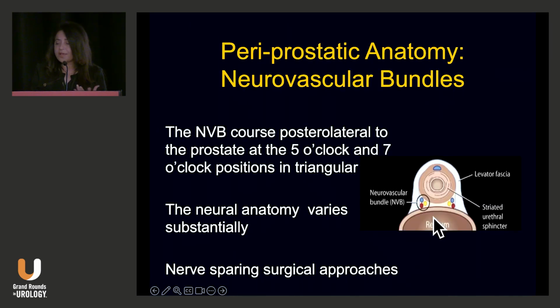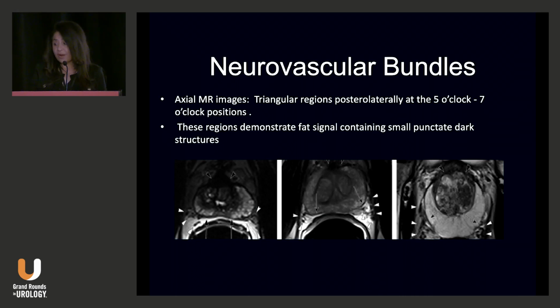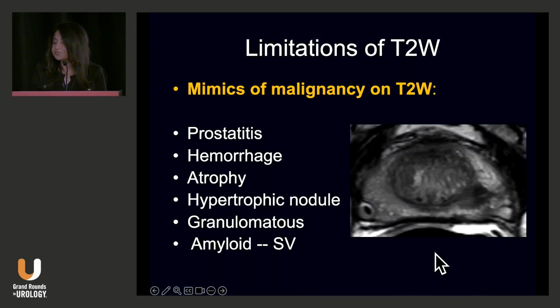All right, so what about the periprostatic anatomy neurovascular bundles? We see them usually in the posterior lateral component of the gland, and it can be quite variable. And all we see are these black dots, really. Those are the neurovascular bundles on MR, and they have varied shape as well.